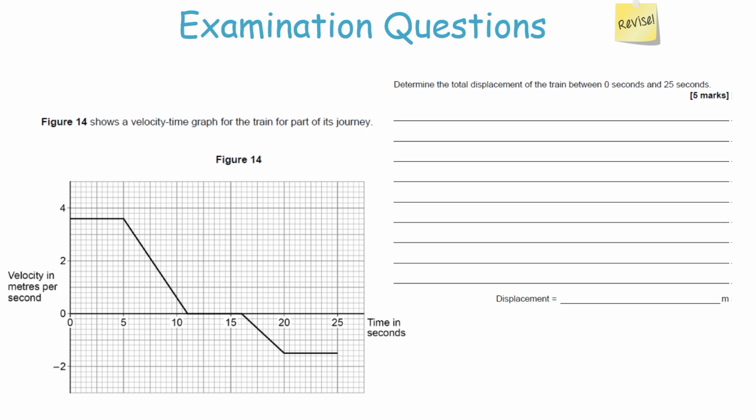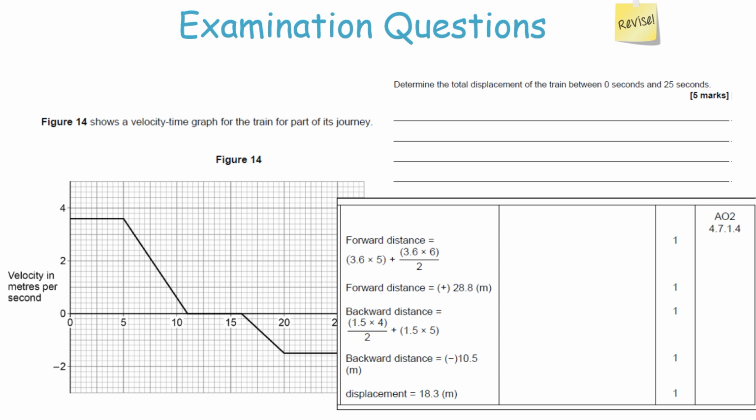So what you'll have to do is work out the distance travelled in one direction, the forward direction, which is the area under the line in the positive part of the graph, and then work out the distance moved in the opposite direction, the backwards direction, which is the area under the line in the negative section of the graph. You can then work each one of them out. You can break your area into rectangles and triangles and then work it through. You can then find the forward distance to be 28.8 meters, which is the area under the positive part of the graph. You can then find the backwards distance, which is the area under the negative part of the graph, which is 10.5 meters, and the displacement is the difference between the two, 18.3 meters.